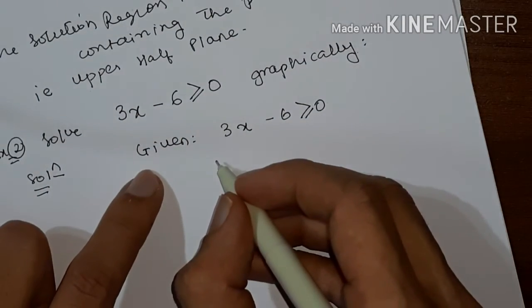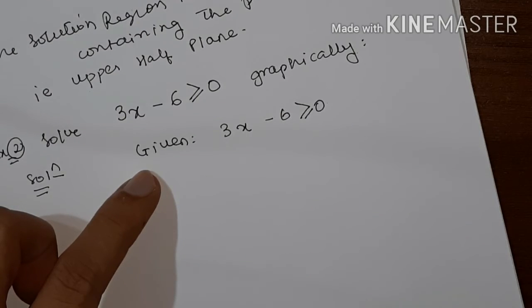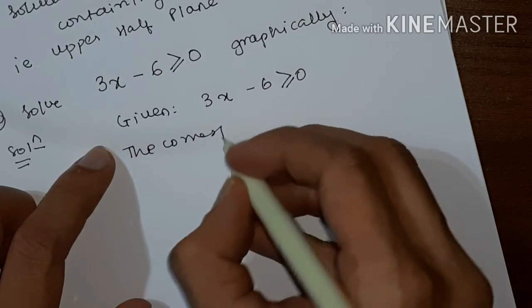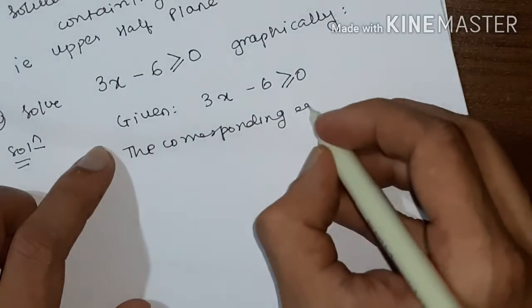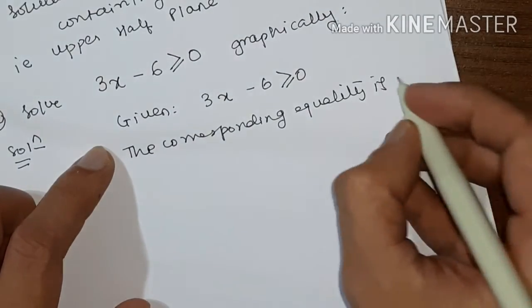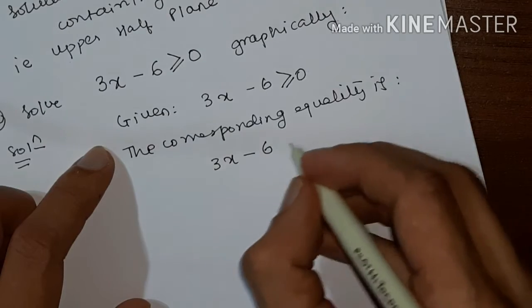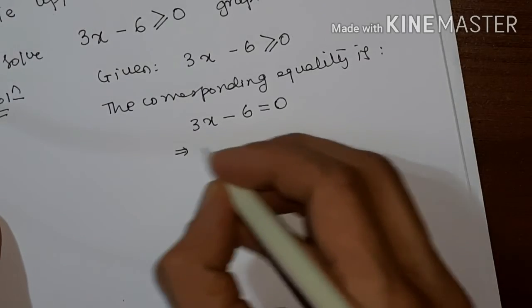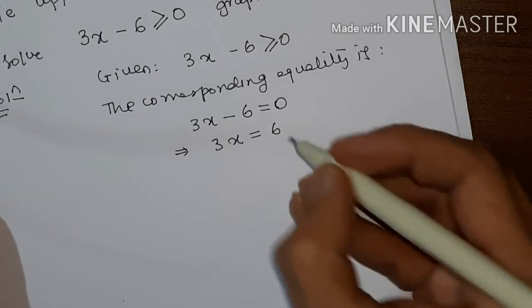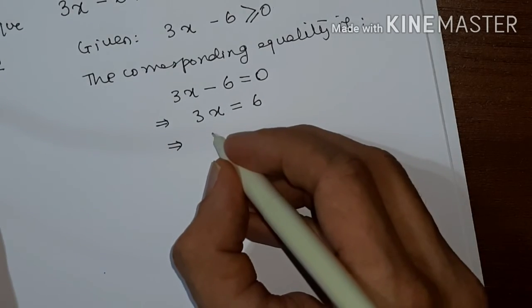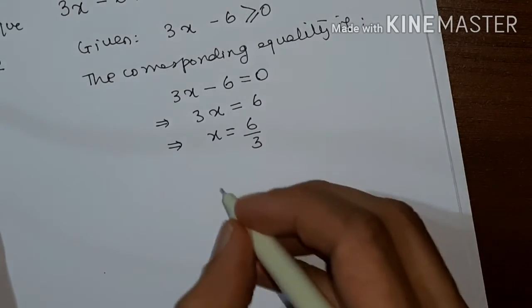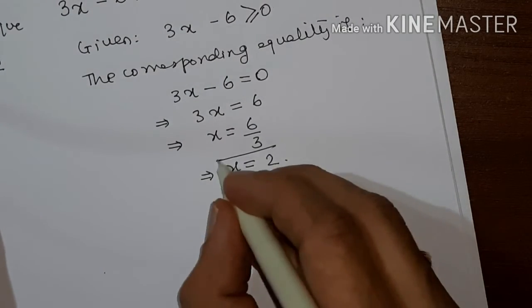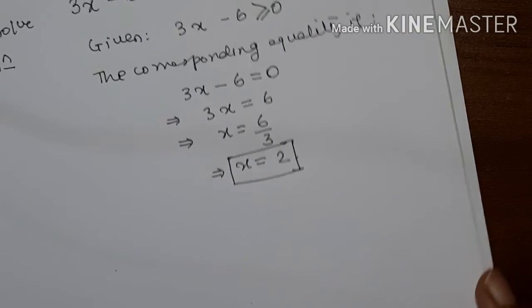Now what you have to do, you have to consider the corresponding equality. So the corresponding equality is 3x minus 6 equal to 0. So that means 3x is equal to 6. So x is equal to 6 divided by 3, so x is equal to 2. So this is the equation of the line you get.